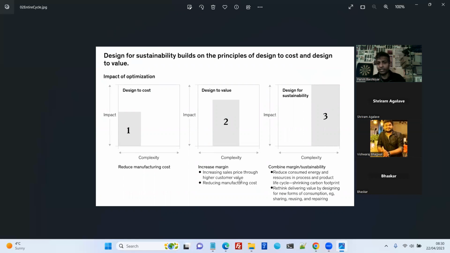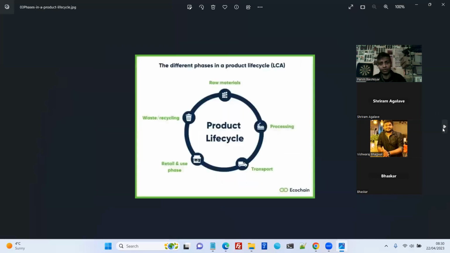Increase margin, increase sales. You're giving value, adding something to it, combining margin and sustainability, reducing energy and resource consumption, and rethinking the process. So basically, by applying sustainability design, you are using fewer resources and coming up with more products, and of course more engagement of consumers and employees as well.